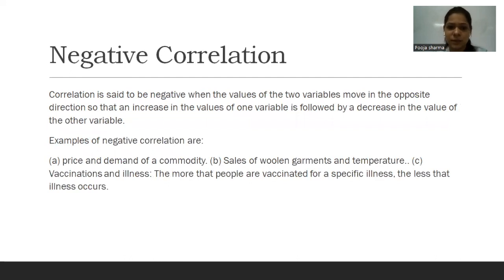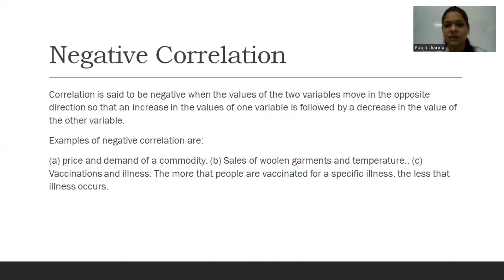Two variables are said to have a negative correlation if they deviate in the opposite direction. That means if one variable increases, the other decreases. An example of negative correlation is the price and the demand of a particular commodity. If the price increases, the demand for that commodity decreases. So this is an example of negative correlation.